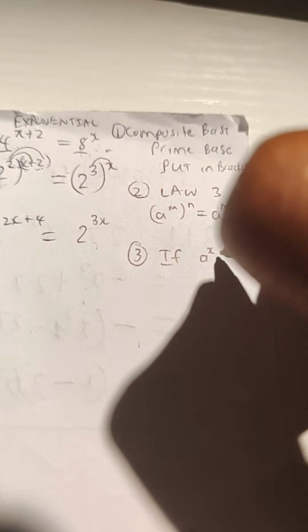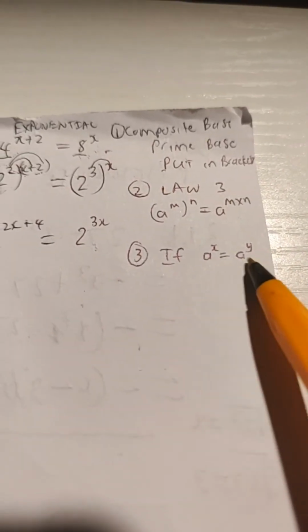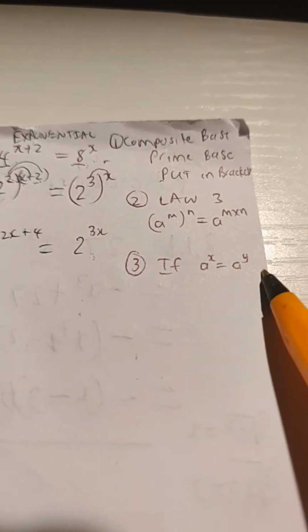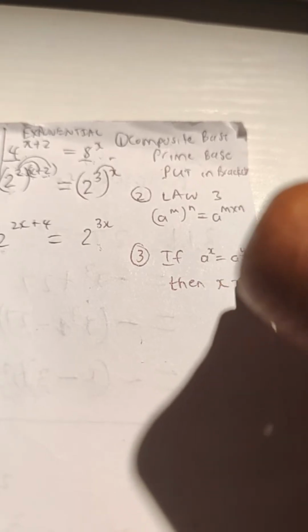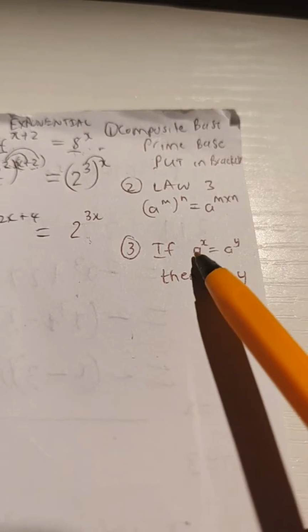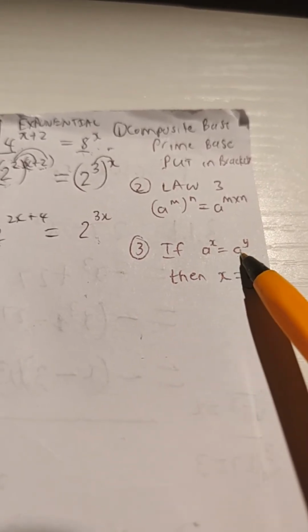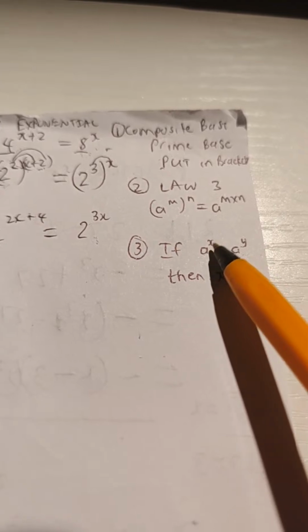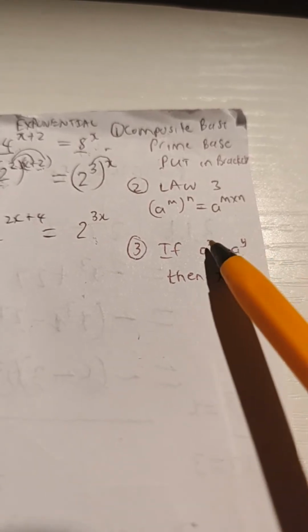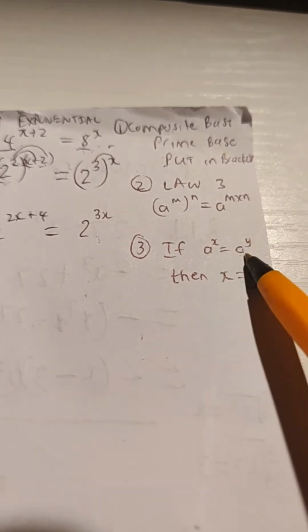There's a law or a property that says if a to the power x is equal to a to the power y, in other words, the bases are the same on either side of the equal sign, then x is equal to y. In other words, the moment the bases are the same, you can drop those bases and you can equate the exponents. So x is equal to y when the bases are the same.